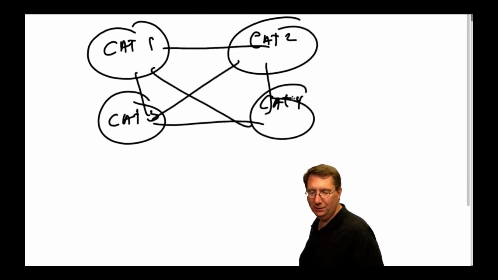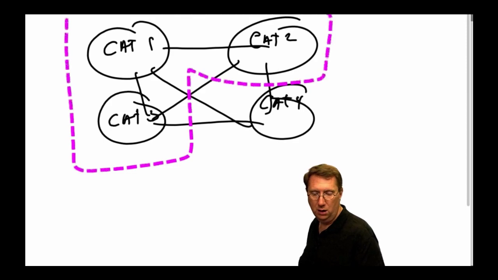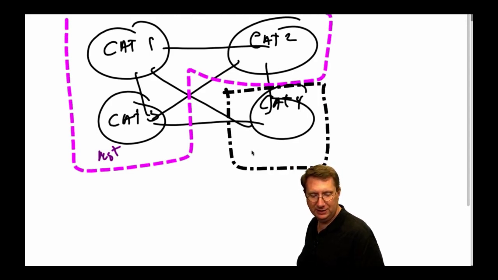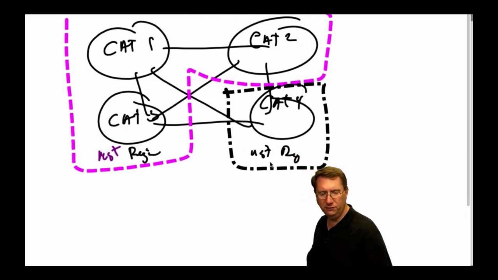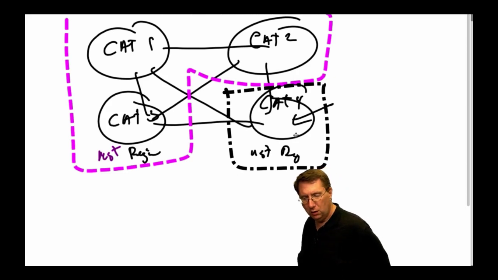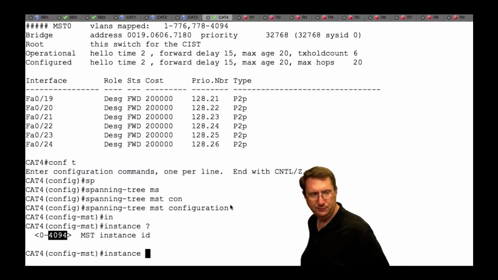Now, what we see here is that we have configured the system so that these three switches are in one MST domain, but this switch is in a separate MST domain or region. So let's look at this. From the point of view of Cat 4, what happens when I do my show commands?